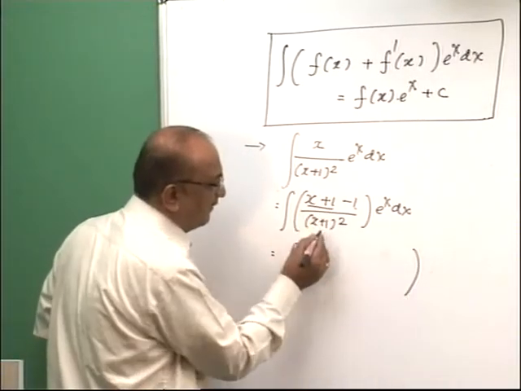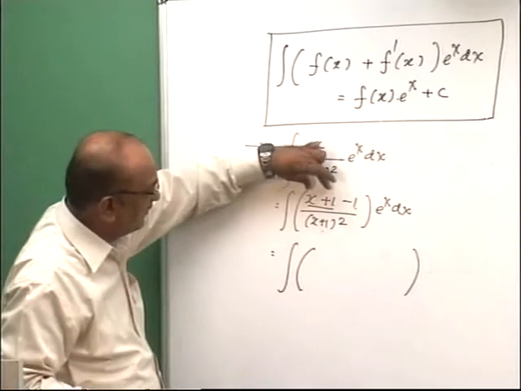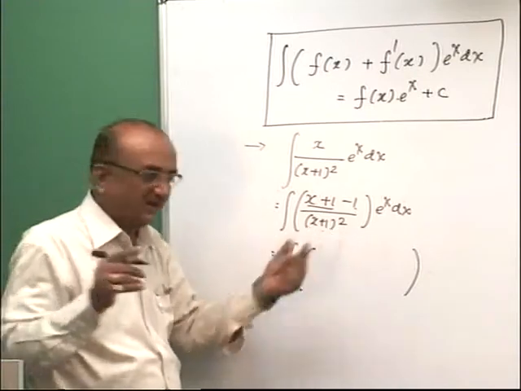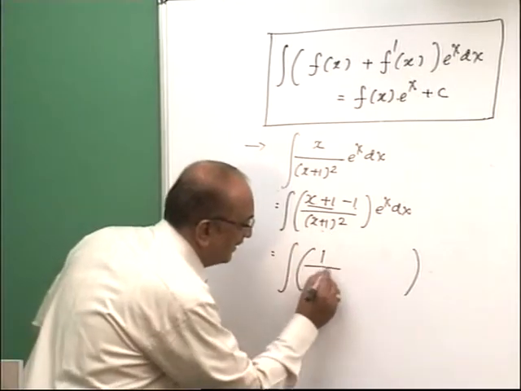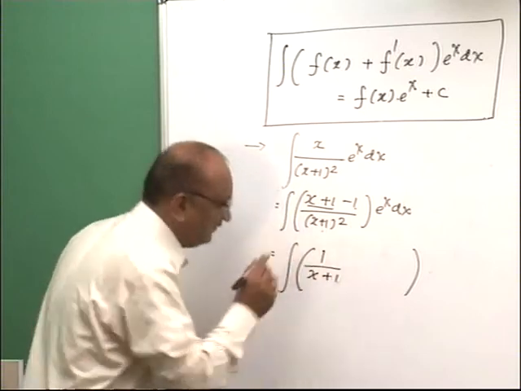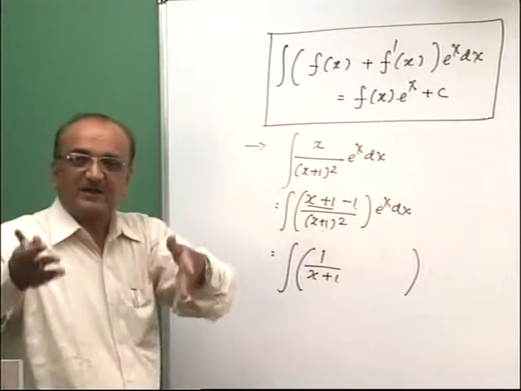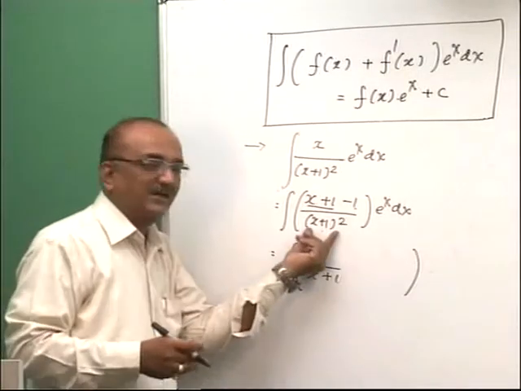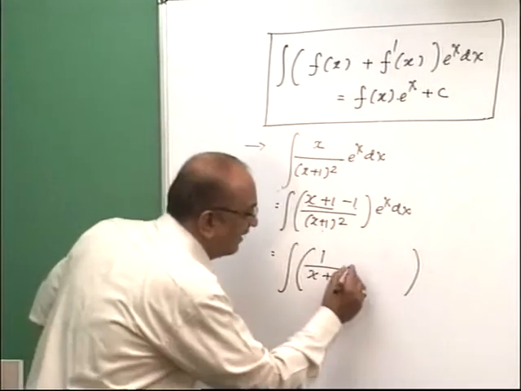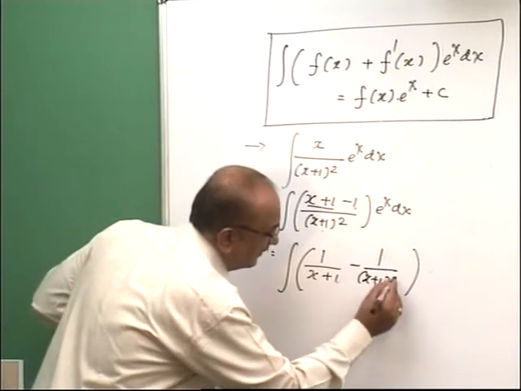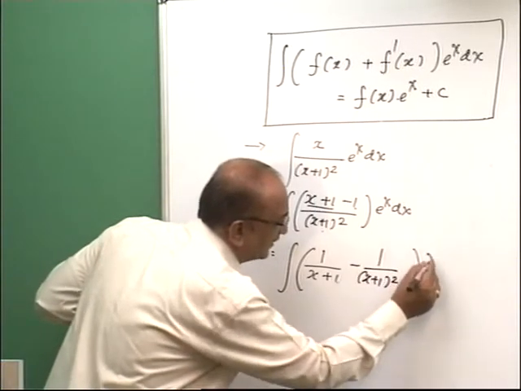x plus 1 upon (x plus 1) square. One x plus 1 will be cancelled. What do we get here? 1 upon x plus 1. Clear? This x plus 1 part is over now. What is the next part? Minus 1 upon (x plus 1) the whole square, into the last term e raised to x dx.